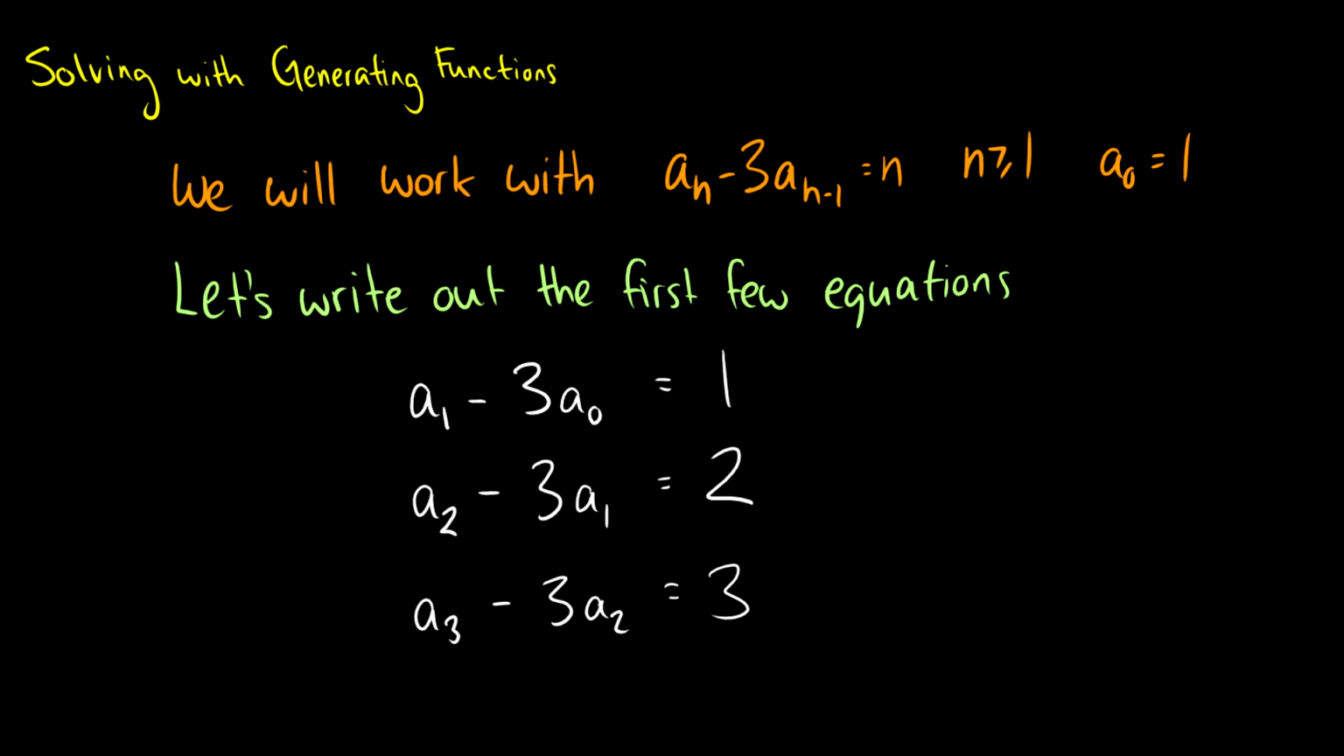And you might be able to see where I was going with this, because we did something pretty similar when we just didn't have a constant by the a_{n-1}. So this time we have a 3, so if we added things up now, it wouldn't look super nice, but it might be a good starting point.